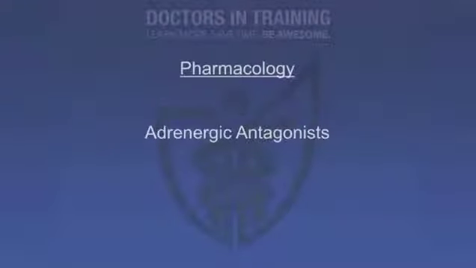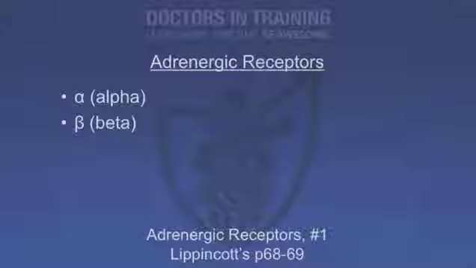It's on adrenergic antagonists. Now, I'm not going to completely review the entire autonomic nervous system for you today. That would just take too long. But it is important that we review our adrenergic receptors. So let's go over a quick overview of these receptors. Adrenergic receptors fall into two major categories, alpha and beta receptors. Now, adrenergically innervated organs and tissues tend to have a predominance of one type of receptor.